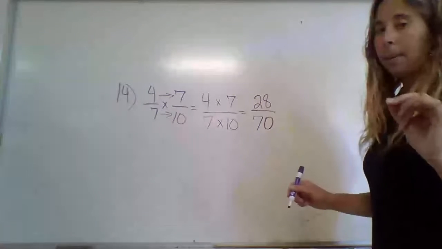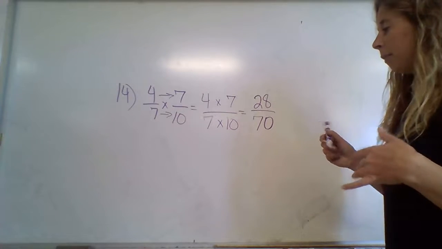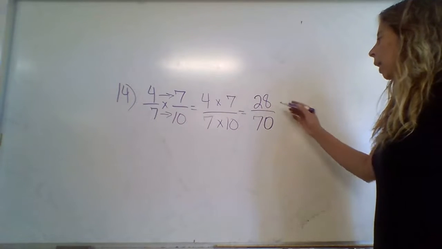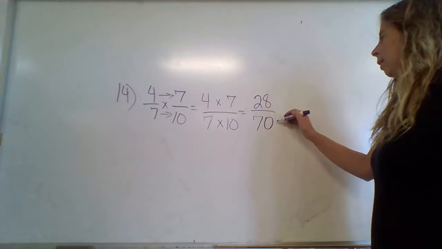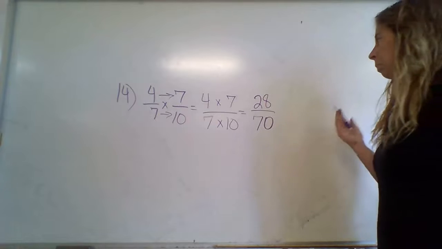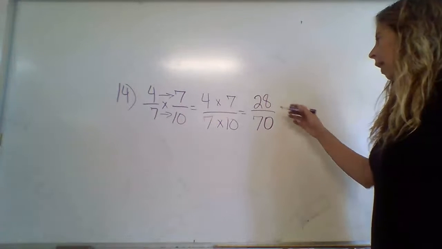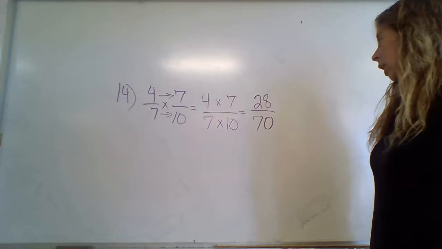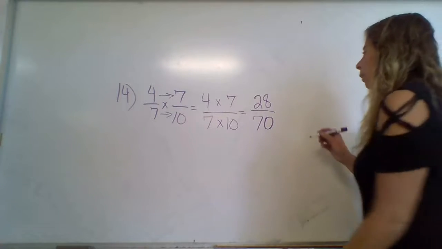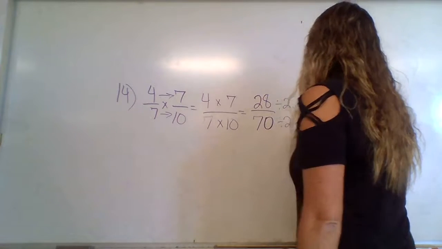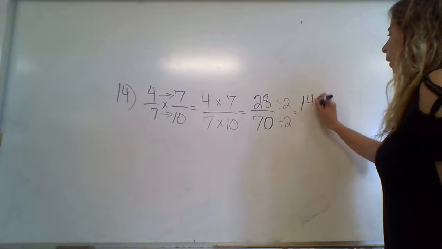You're not done. Now is kind of the harder part. Now you have to simplify. So you have to think of, what can I divide both of these numbers by? Well, they're both even numbers, so you can divide them both by 2. You could divide them both by 7. Let's just do 2, so that way we'll go through different steps. So we'll divide by 2, divide by 2. That gives you 14 over 35.